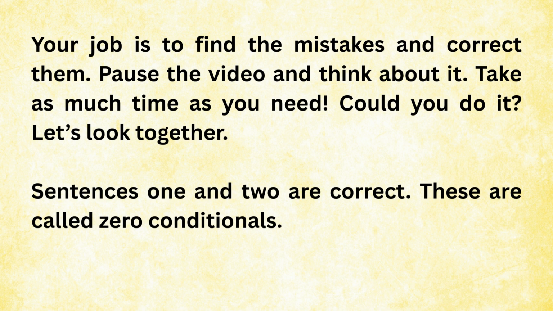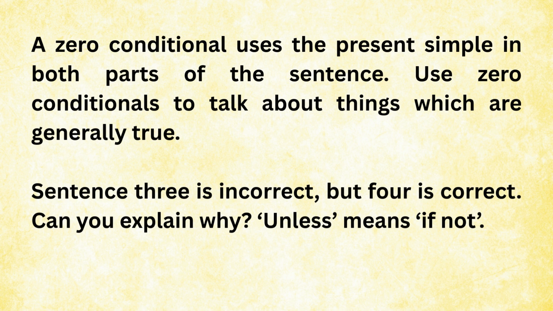Could you do it? Let's look together. Sentences 1 and 2 are correct. These are called zero conditionals. A zero conditional uses the present simple in both parts of the sentence. Use zero conditionals to talk about things which are generally true.